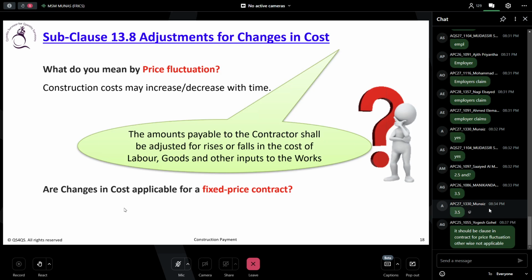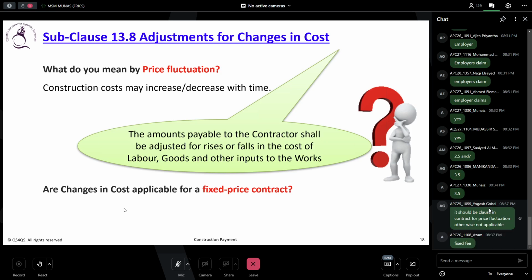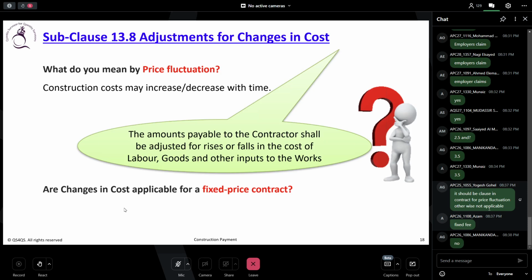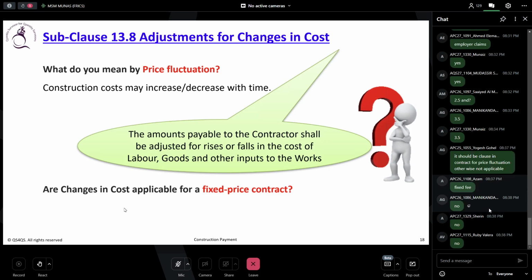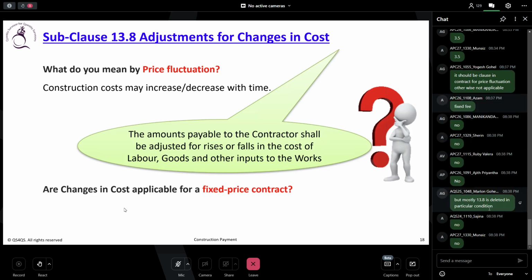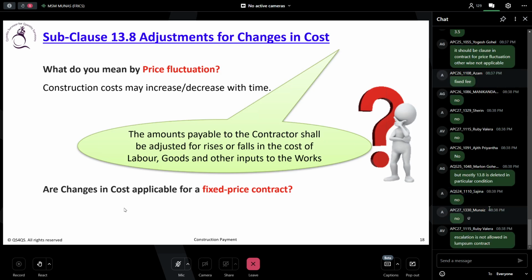So if you see any wording like fixed price contract or fixed lump sum contract, fixed price means it's a measure and value contract. A fixed lump sum contract is a lump sum contract, fixed price lump sum contract. If you see such wording, fixed, can we go for 13.8? What do you think? Straight away, no. It says clearly no. So in general, no adjustment is made for changes in cost.